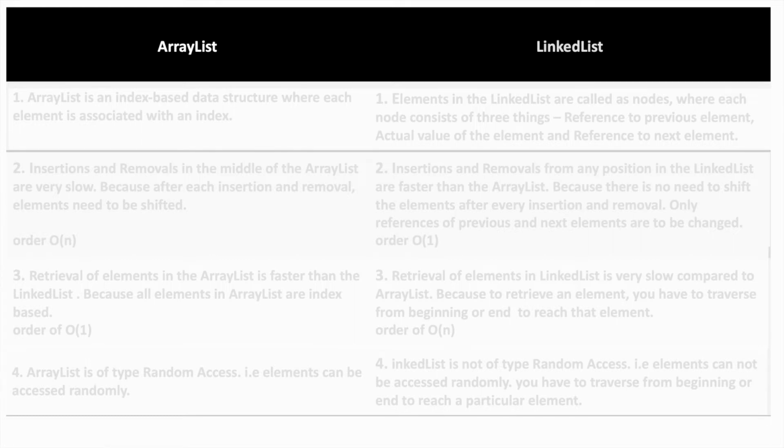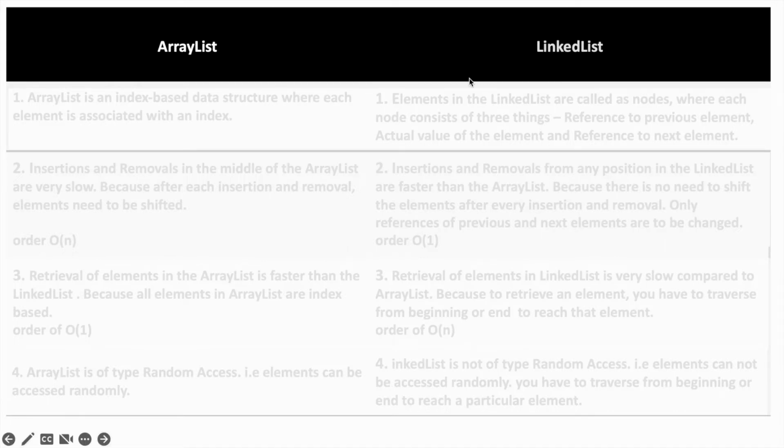The similarities between ArrayList and LinkedList are: these objects store heterogeneous data, and they allow duplicate elements. The elements will be stored based on the insertion order, and these two classes implement the Serializable and Cloneable interfaces. These are the properties which are common between ArrayList and LinkedList.